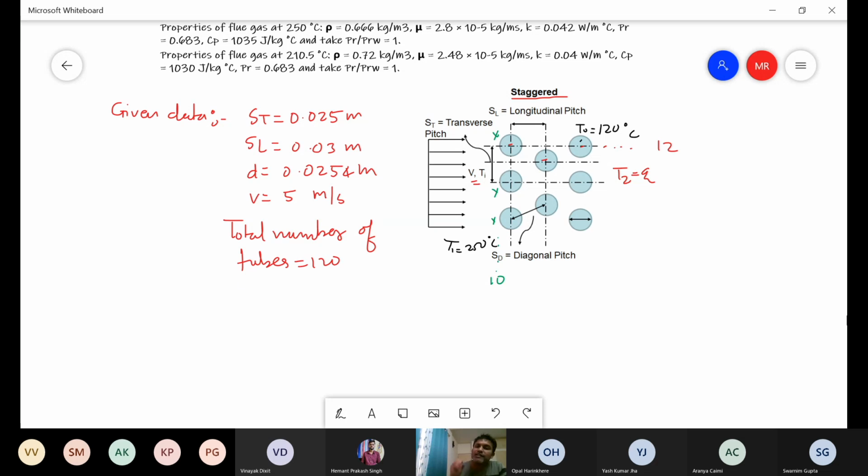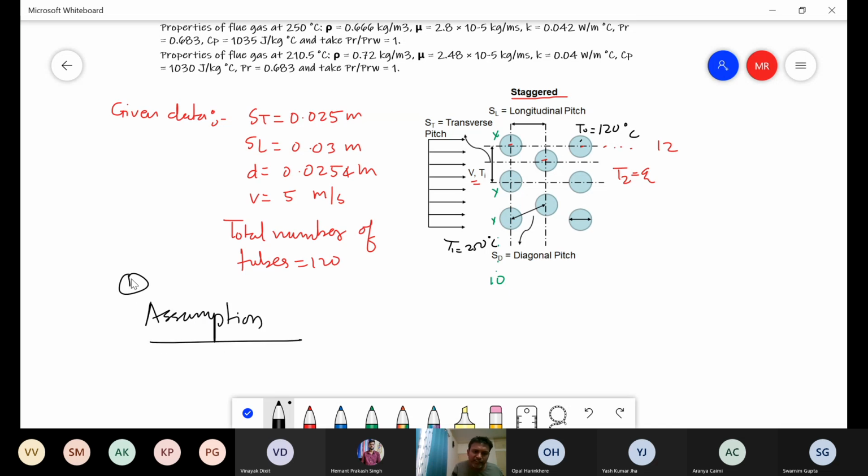So now, since we don't know the outlet temperature T2, we don't know the average temperature here. So we can start the calculation on the basis that the average temperature is just 250 degrees Celsius. That means the outlet temperature is 250. So the first assumption which we are going to make in order to solve this particular problem is, assumption.